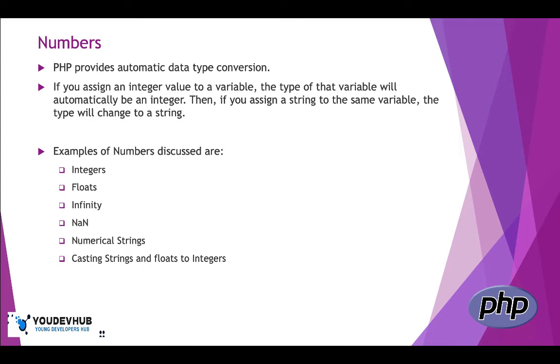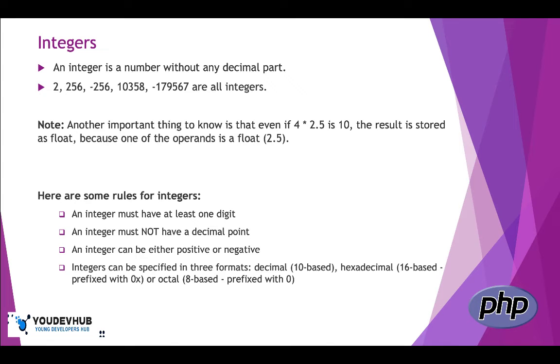Examples of numbers discussed are integers, float, infinity, NaN, numerical string, casting strings, and float to integers. An integer is a number without any decimal point. It can exist from negative to positive. Another important thing to know is that even if 4 times 2.5 equals 10, the result is stored as float because one of the operands is a float. That is to say, even if we are having an operation where we multiply a float and an integer and the value given finally is an integer, it still records as a float.